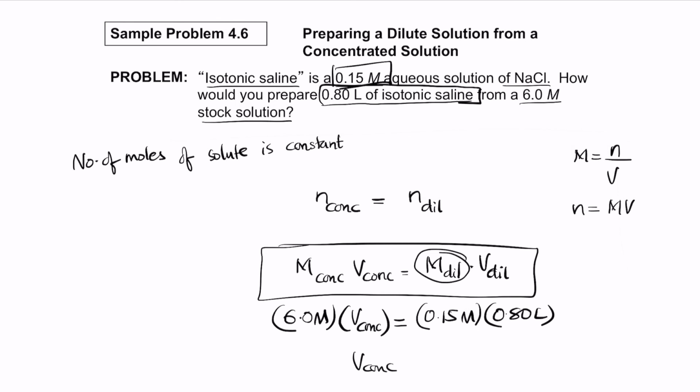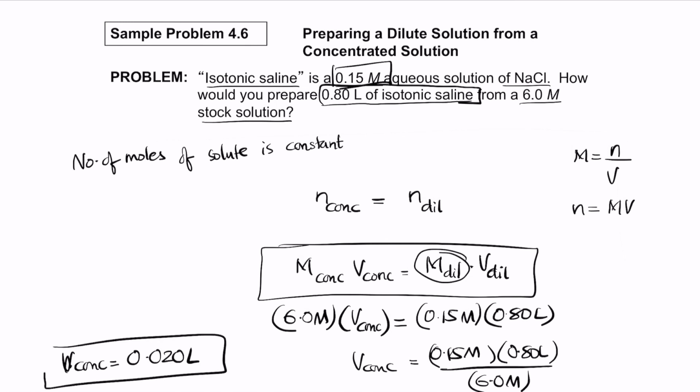Volume of the concentrated one becomes 0.15 M times 0.80 L over 6 M. So how would you find the value now? Calculate the value. The volume of concentrated solution should give you a value of 0.020 liter. So this is the volume of the 6 M solution that we have to take to make 0.80 liter of 0.15 M solution. So this is how you would prepare it.